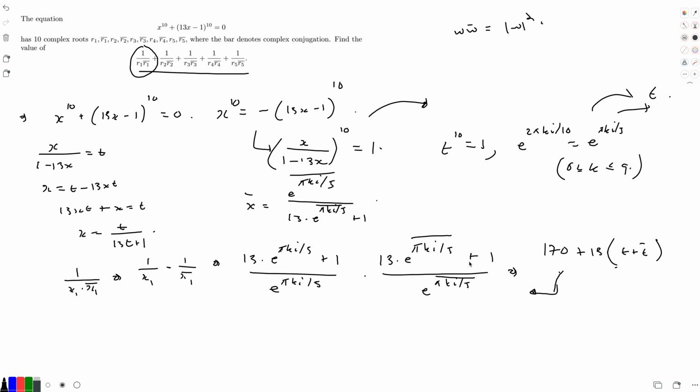Now that's for each. So we have 10 complex roots, right? r1, r2, r3, r4, and r5 and their respective conjugates. Let's try to pair the t's and the t conjugates together. So how about e to the 0 pi i over 5? What does that pair with? That conjugate pair will be simply e to the 5 pi i over 5, for obvious reasons. And then e to the pi i over 5, that conjugate pair will simply pair with e to the 6 pi i over 5.